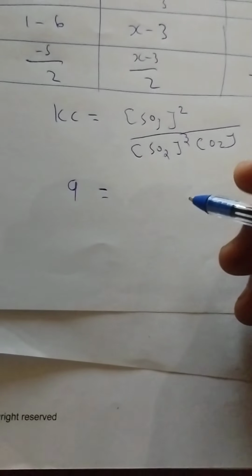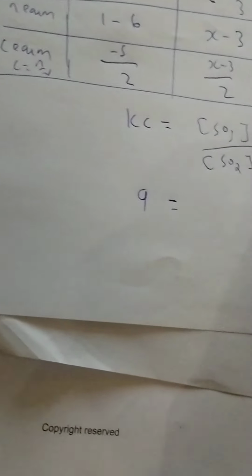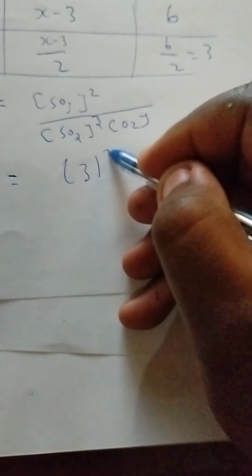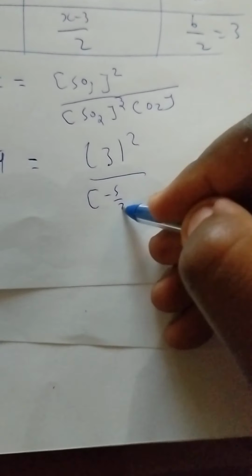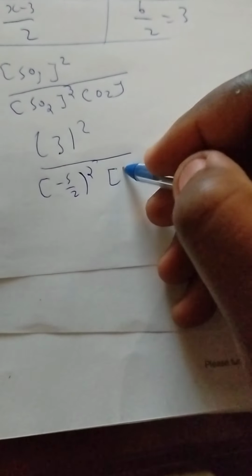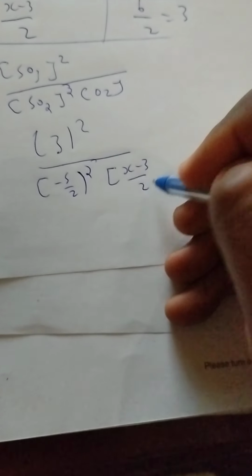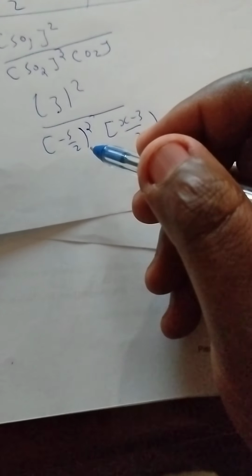They told us that the Kc was 9. So Kc was 9. And then SO3. What did we find as SO3? Yeah, we found 3 there. SO3, the end value was 3. 3 squared. Over what is our SO2? SO2, it's going to be 5 over 2 squared also. And then times the concentration of O2, which is x minus 3 over 2. Sharp. So now we can just simplify everything as it is.